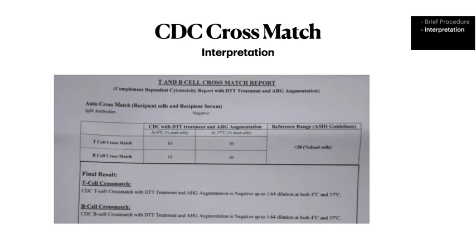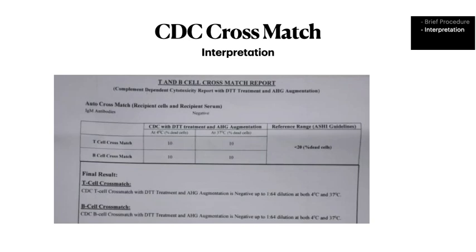One is an auto cross match, which is done with the recipient cell and the recipient serum. So in this report it is clearly reported, and IgM antibodies have been reported as negative based on the DTT. Here the T cell cross match is done along with DTT treatment, along with anti-human globulin augmentation at both 4 degrees and 37 degrees. This is to see sometimes you have cold agglutination, warm agglutination, which are not immunogenic. These are all mostly IgM mediated.